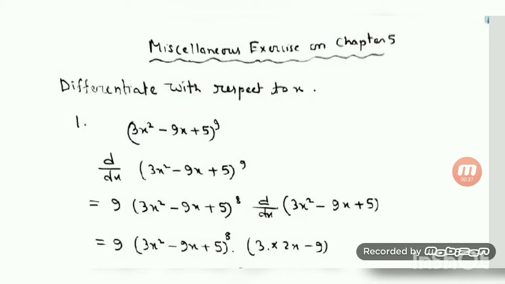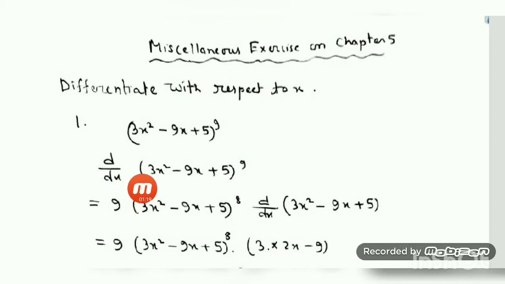to apply. So your first question is number 1: (3x square minus 9x plus 5) whole to the power 9. You have to find d/dx, the derivative with respect to x, of (3x square minus 9x plus 5) whole to the power n. If you see the question properly, since the power is a constant, you can use the formula for x to the power n. That means here you have to use chain rule, because you have to think of this portion as x and then do the differentiation. Hope you understand the method.